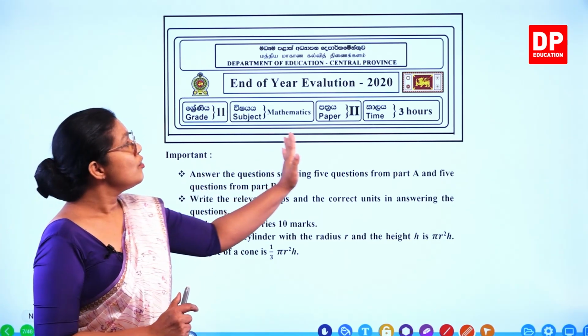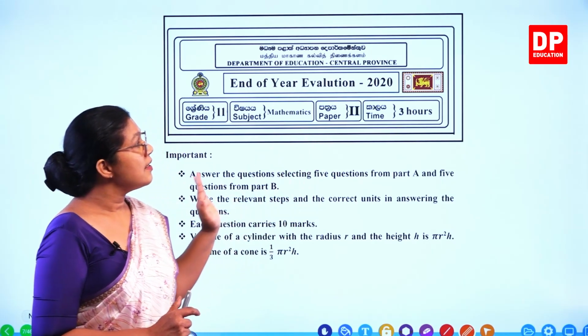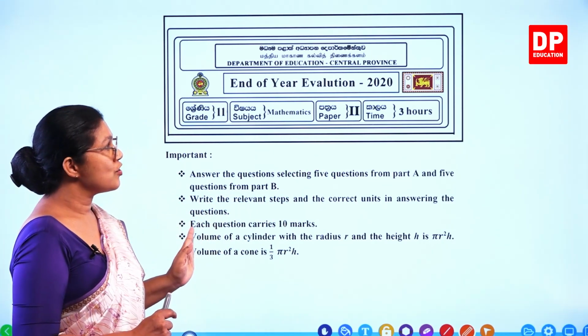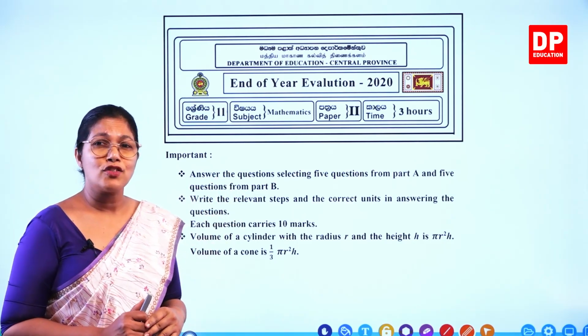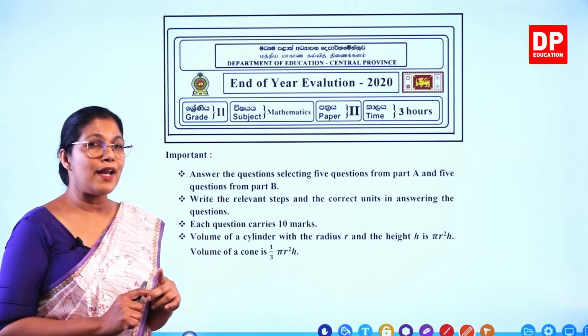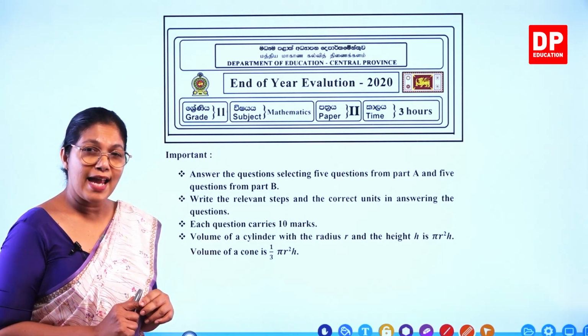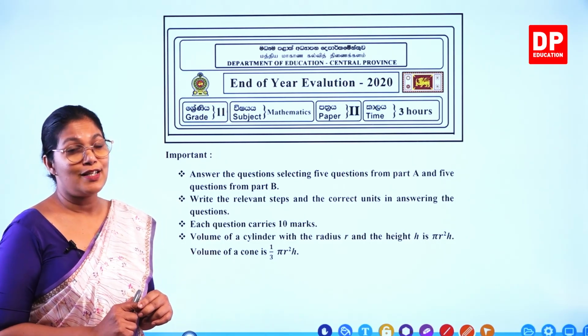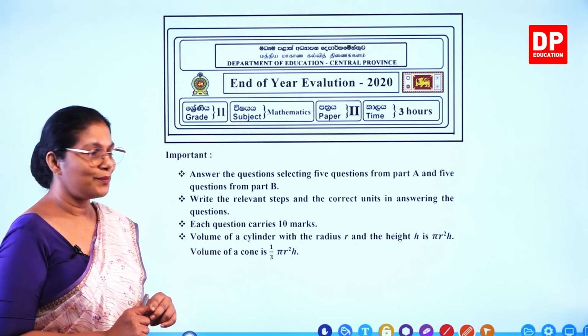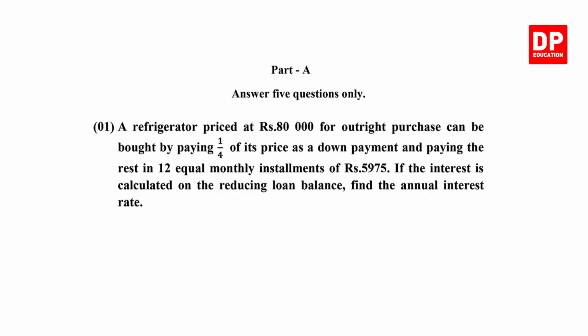And here you have to answer altogether 10 questions for 3 hours. So how many minutes you can spend for one question? Try to do within 18 minutes per question. So let's start this paper now. Let's take question number 1.